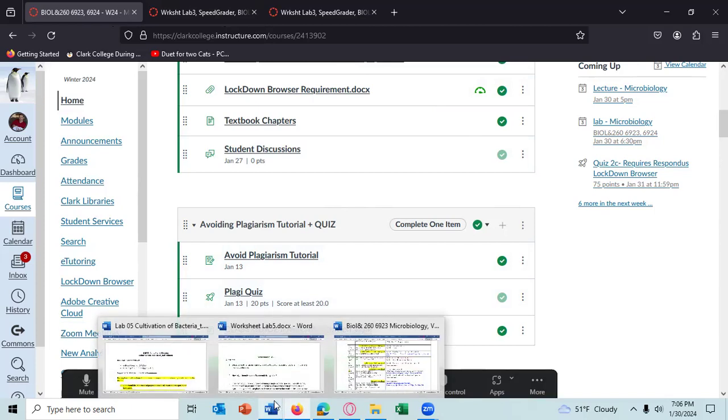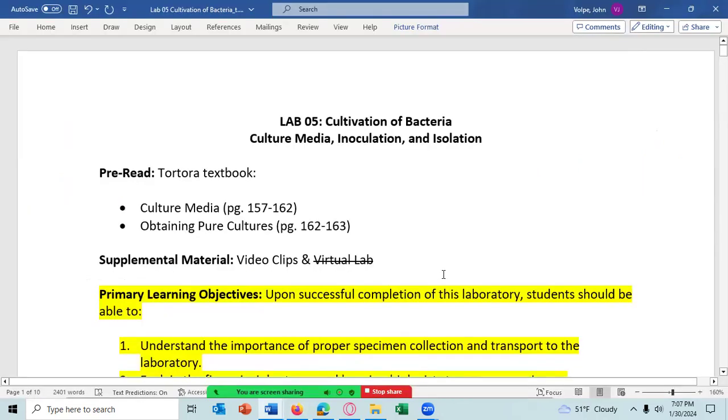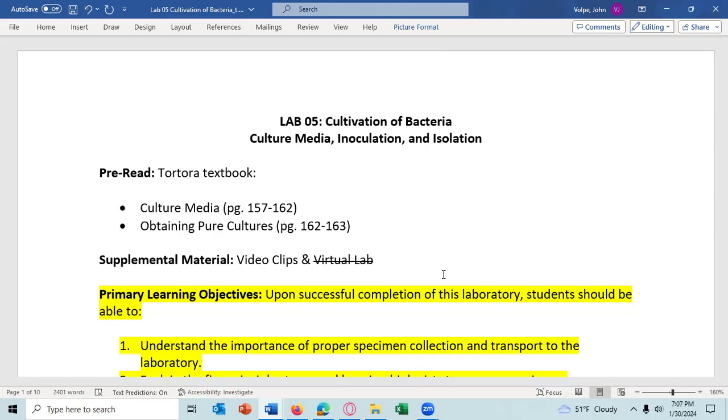So let's talk about the lab. Lab 5, cultivation of bacteria, culture media, inoculation, and isolation. There is some reading to do, as in all labs. Not too many pages this time. Read about culture media, and then read about obtaining pure cultures. In today's lab, there will be some supplemental material. We will be watching some video clips. There is no virtual lab.